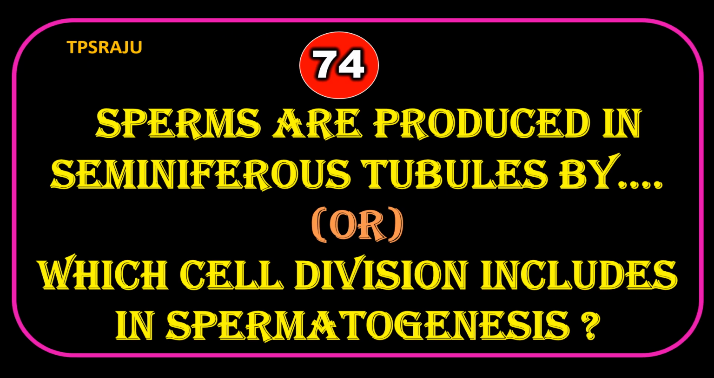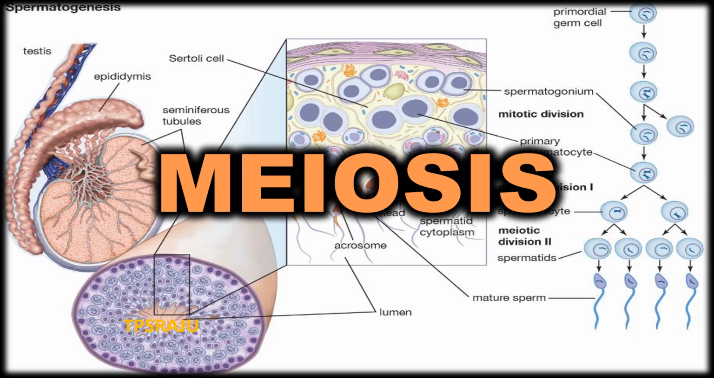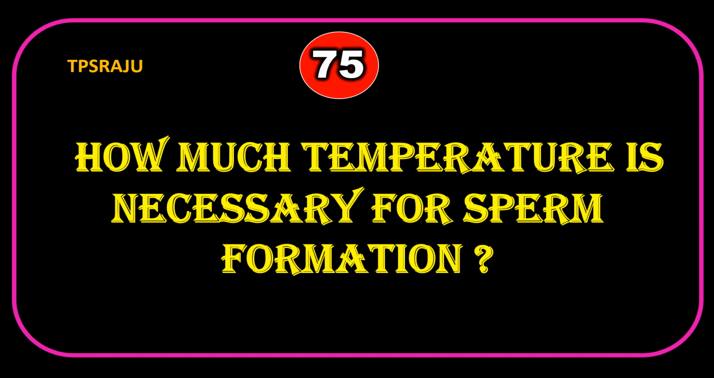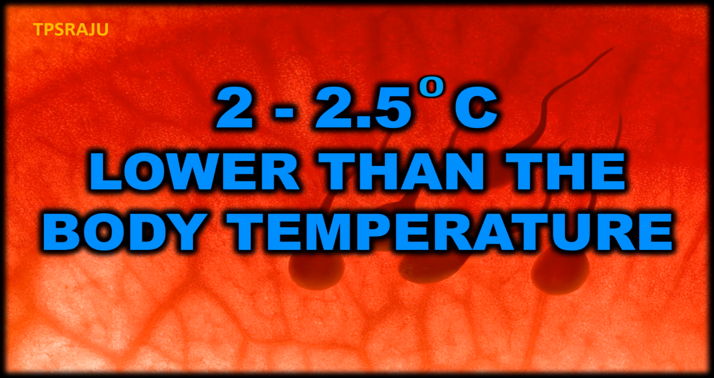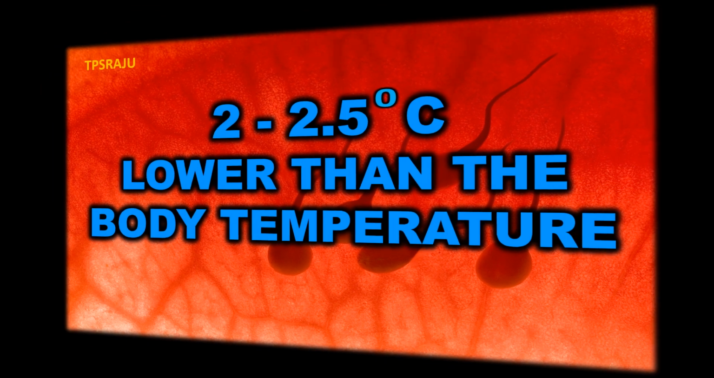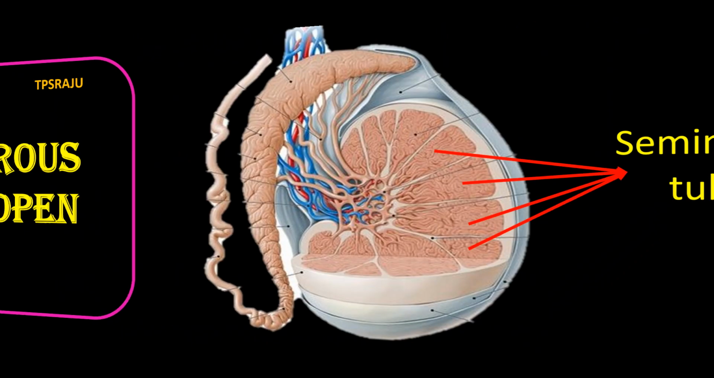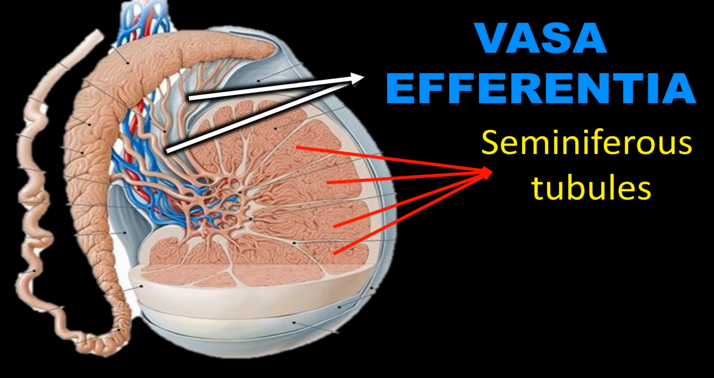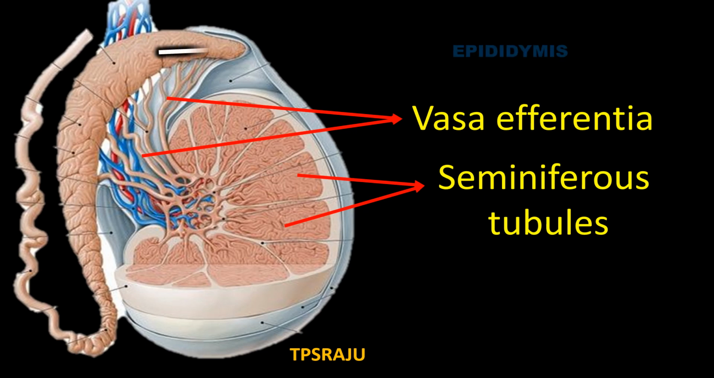Sperms are produced in seminiferous tubules by which cell division included in spermatogenesis? Meiosis. How much temperature is necessary for sperm formation? 2 to 2.5 degrees centigrade lower than the body temperature. The seminiferous tubules open into vasa efferentia. Vasa efferentia carries sperms into epididymis.